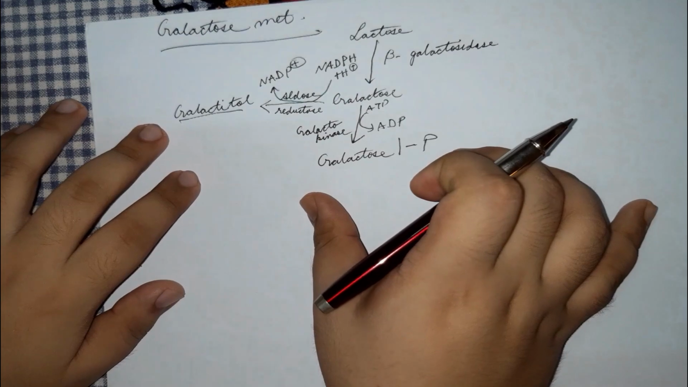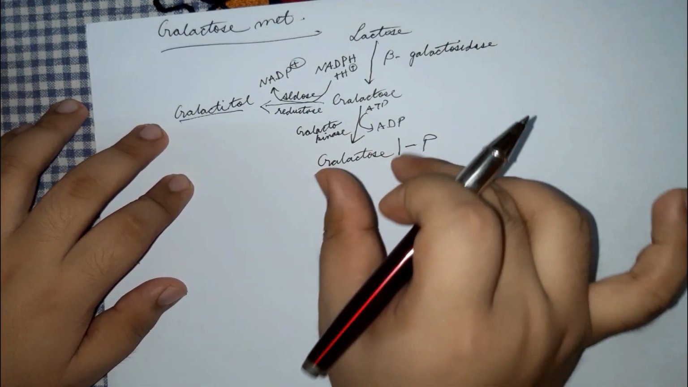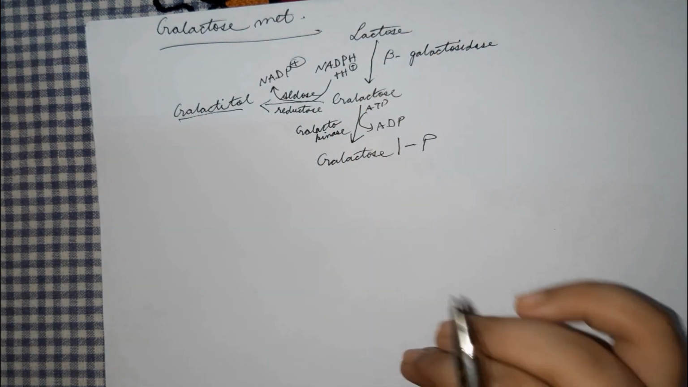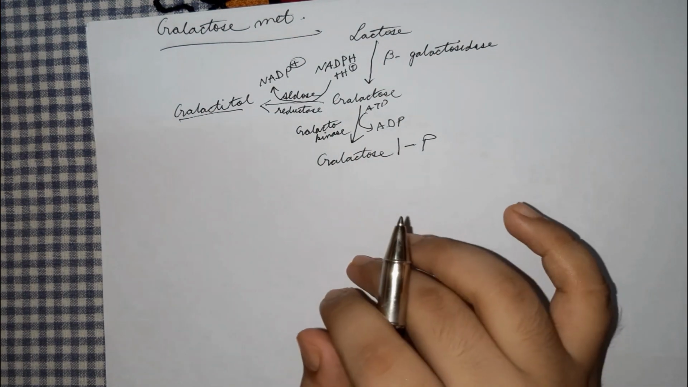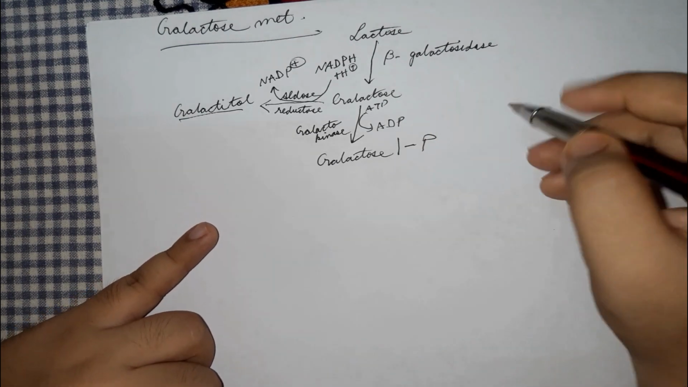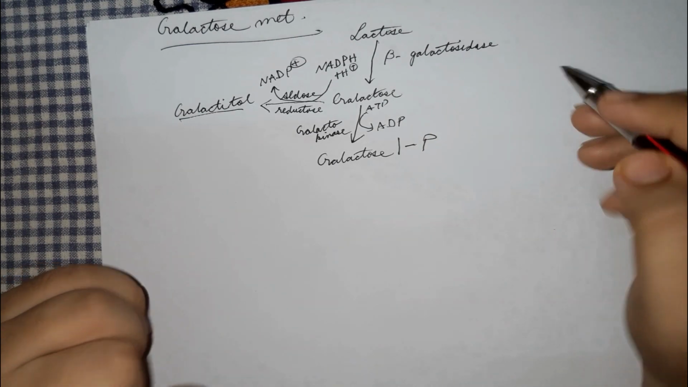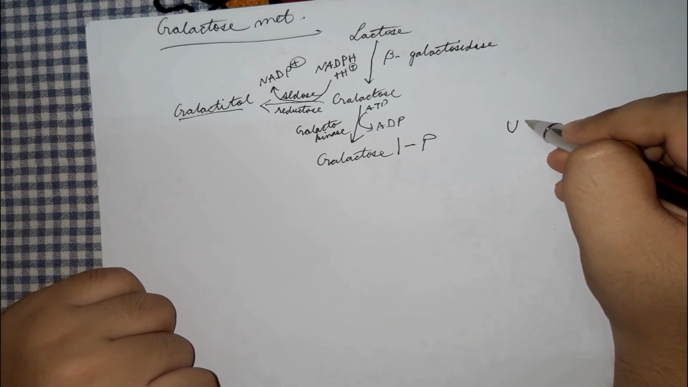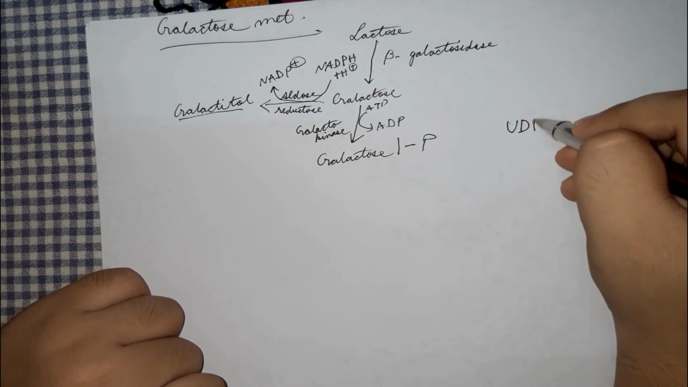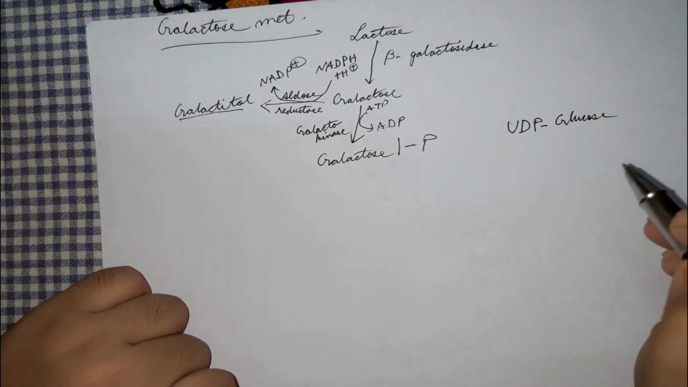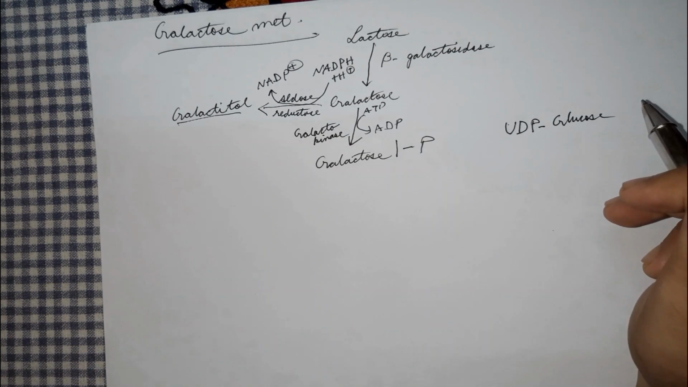From here onwards is where the speciality of galactose as a metabolite lies. From here onwards things will be a little different, so bear with me. See, in the meantime there is another molecule that will come, and the name of that molecule is UDP glucose. What is UDP glucose? We'll talk about this later.